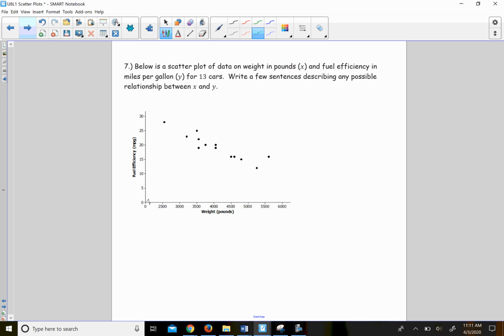All right, so now they're going to switch to us not just saying positive or negative, but talking about the relationship. So below is a scatter plot of data on the weights in pounds and the fuel efficiency in miles per gallon for 13 cars. So how heavy a car is, and then how good it is on its miles per gallon. What I'm noticing is the lighter cars get better gas mileage, and the heavier cars get lower gas mileage or fuel efficiency. So if I drew a line in here, positive, negative, or no correlation, which would you say? We're going to say there's a negative correlation.